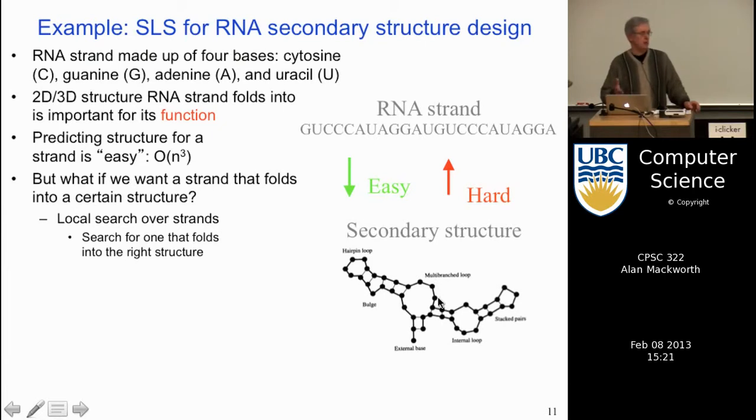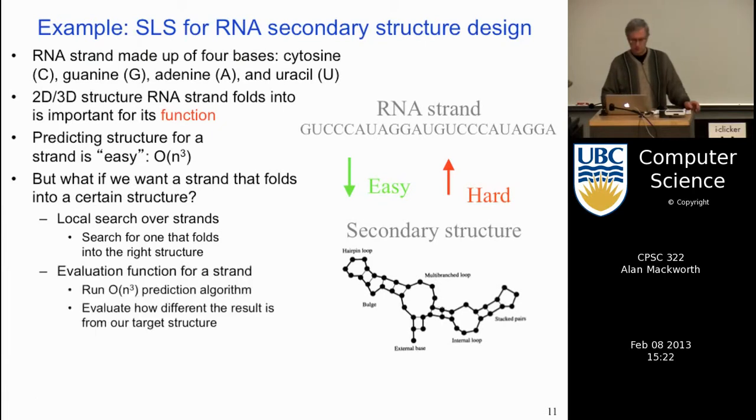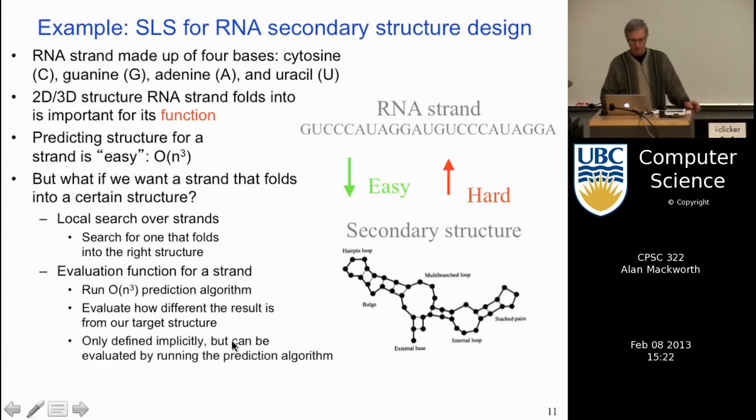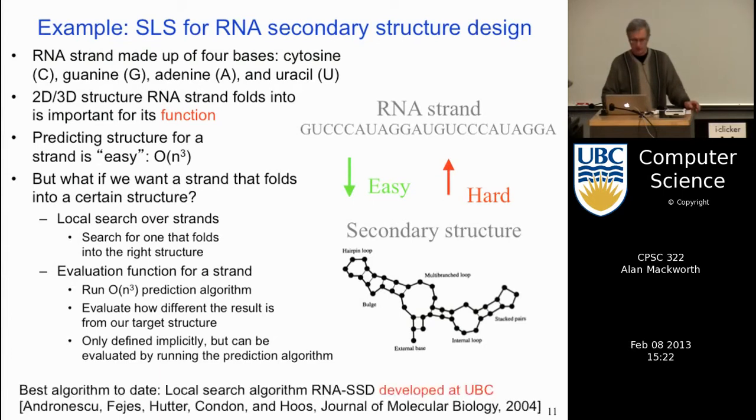And just use stochastic local search. The evaluation function for a strand is to run the order n cubed prediction algorithm on the strand, your current guess, and evaluate how different the result is from the target structure. So this H is only defined implicitly, but you can evaluate it by running the prediction algorithm.